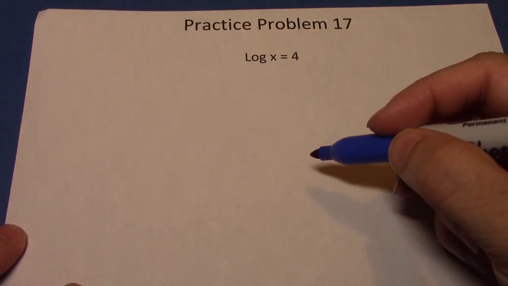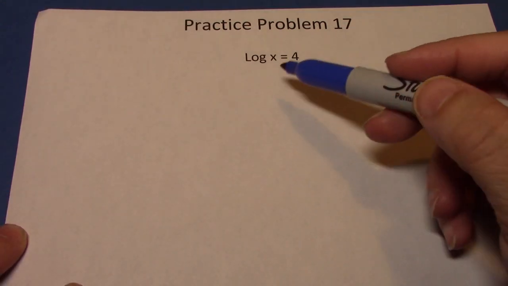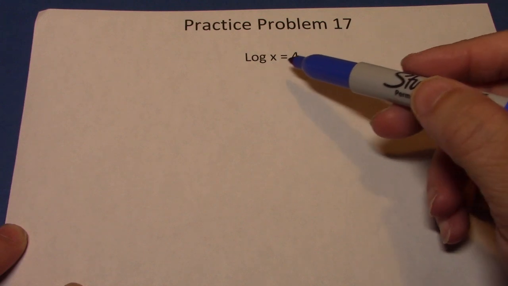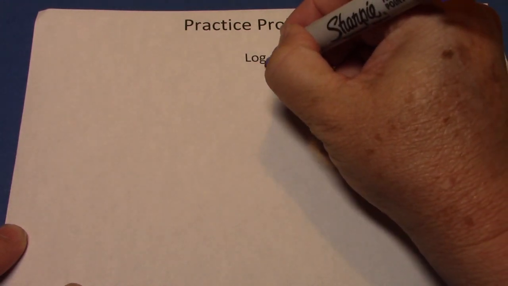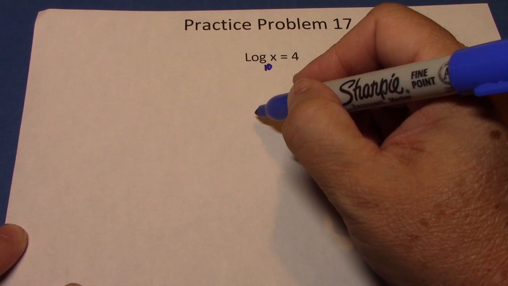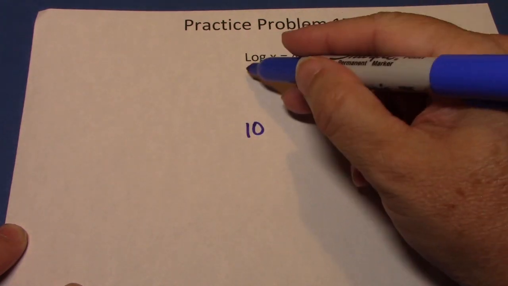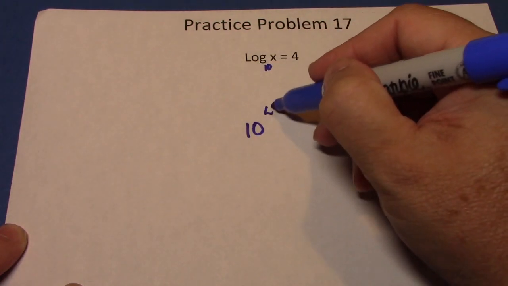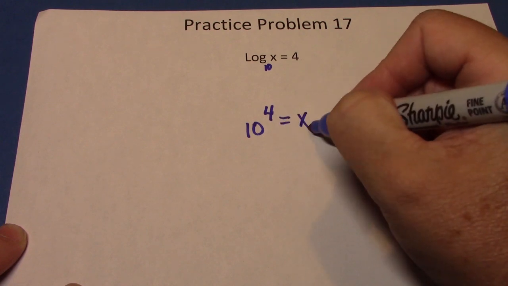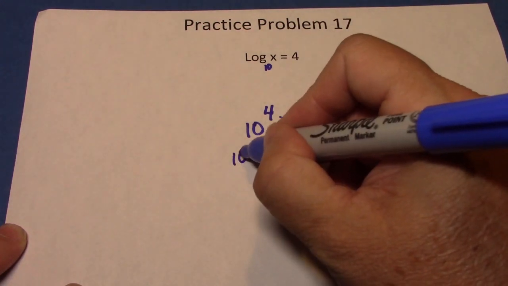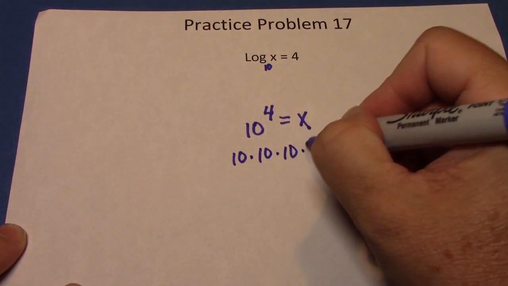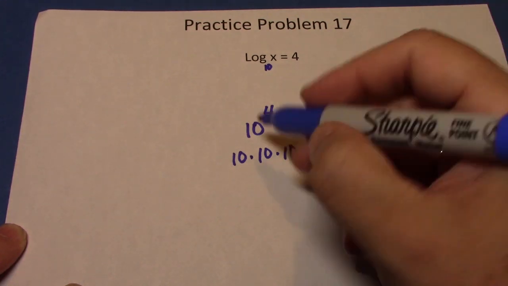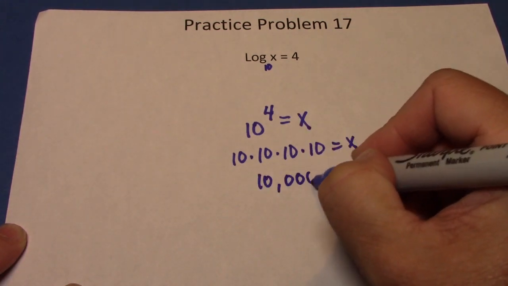Problem number 17 deals with logarithms. This one doesn't have a base specified, so we assume that the base is 10. So if the base is 10, the logarithm is the exponent, so the exponent is 4, and that equals x. 10 to the 4th is 10 times 10 times 10 times 10, which is, of course, 10,000.